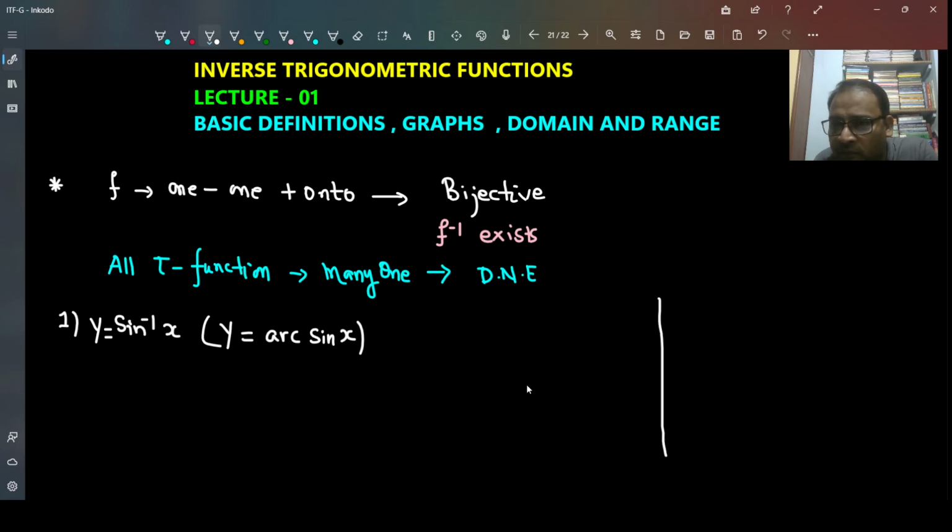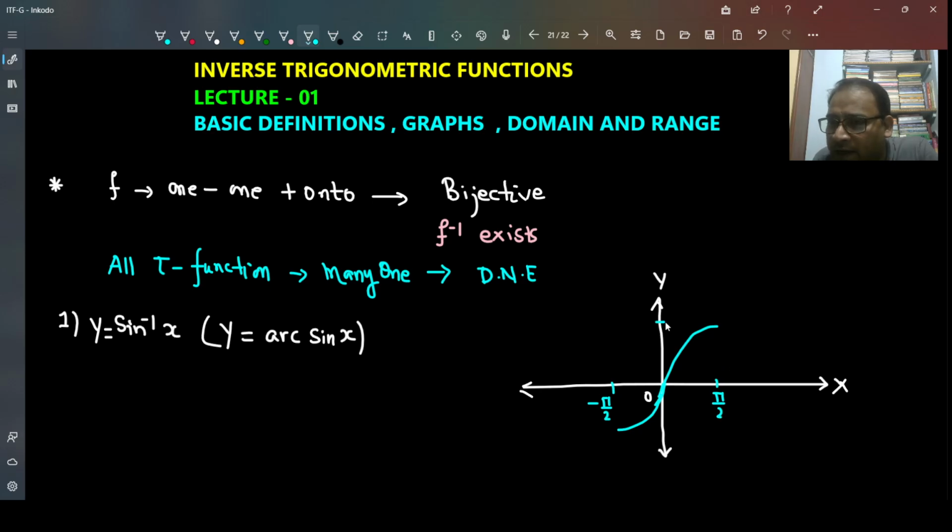First of all, I am going to draw the graph of the sin x function in a selected domain so that it will take all the values from -1 to +1. If I draw like that, in the first quadrant up to pi by 2, and in the fourth quadrant up to minus pi by 2, so I take the sin x function in the domain minus pi by 2 to pi by 2.